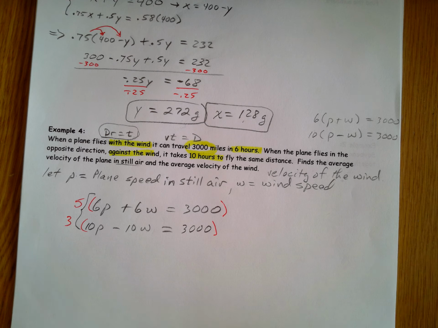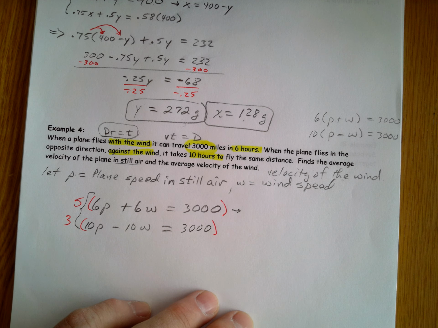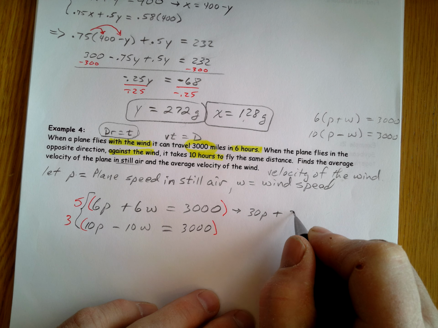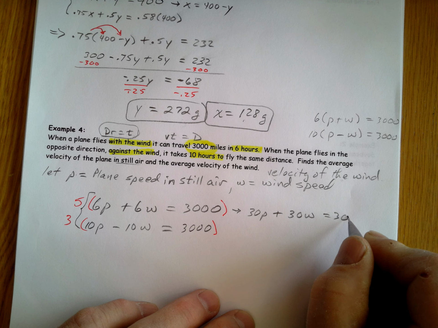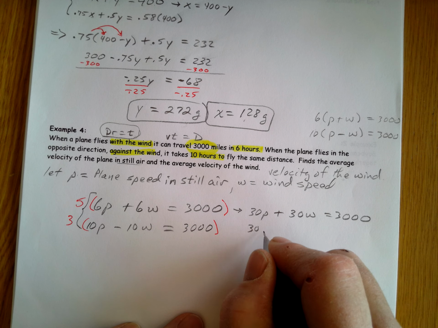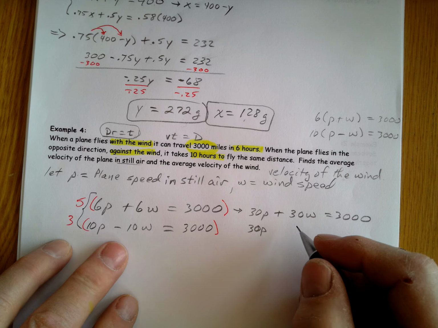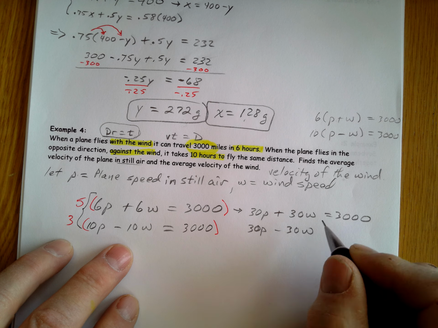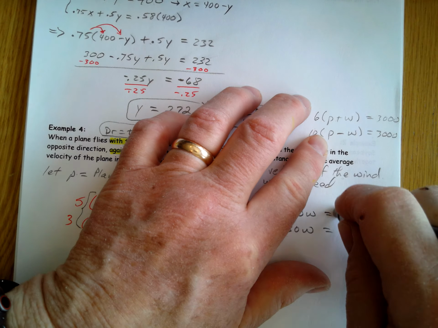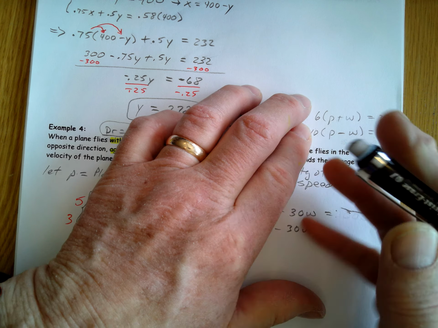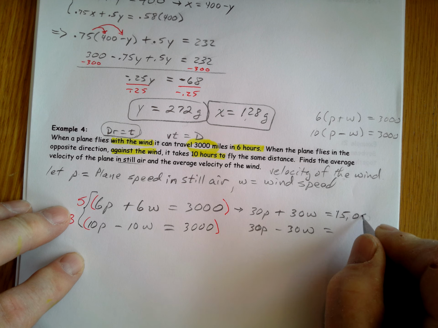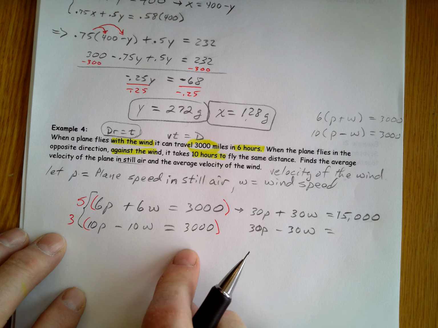What I'm going to then come up with is 5 times 6 is 30P plus 30W equals 3,000. Then when I multiply across here, 3 times 10 is, oh, look at that, 30P, just like above it, minus 30W. That's something I want. 3 times 3,000, though, you're probably yelling at the screen right now saying, Miss Sterling, you missed something. And you are correct. 5 times 3,000 is 15,000. Okay? Now, 3 times 3,000 is 9,000.